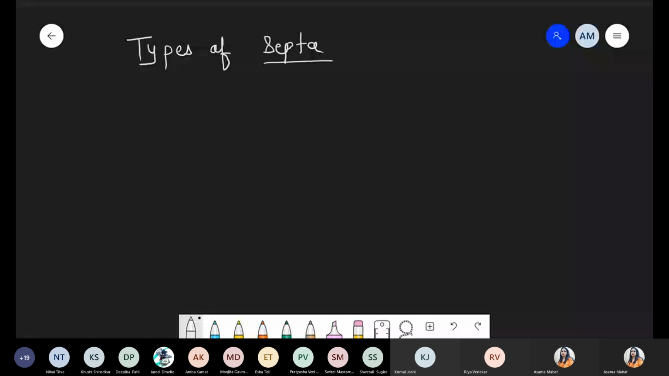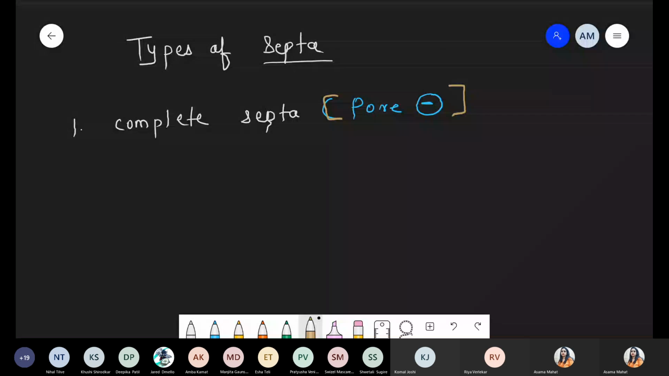First of all, we are talking about the types of septa. Number one, complete septa. Complete septa means that the pore is totally absent. For absent, I'm writing a minus sign. So complete septa means pores are absent. How does it look? The structure will be something like this.